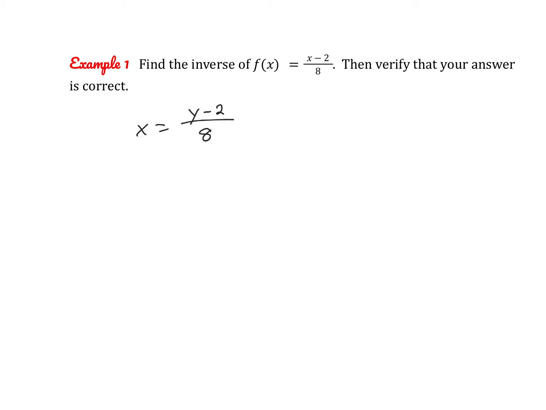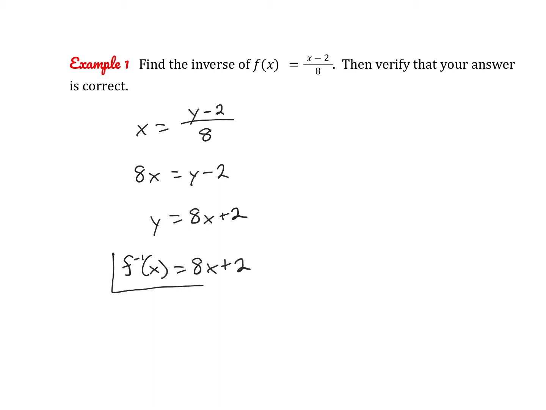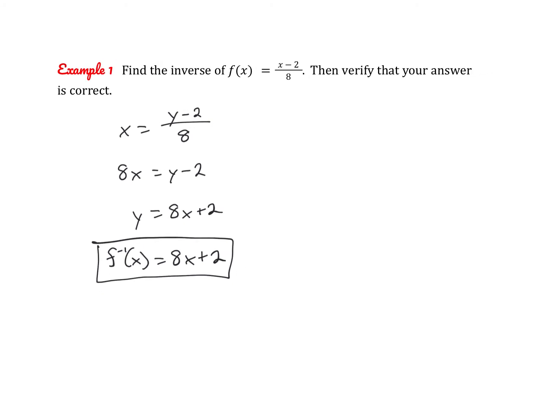And now we're going to solve for y. So the first thing I need to do is multiply by 8. So 8x equals y minus 2, and then add 2. So y equals 8x plus 2. Since this is our inverse, now we're just going to make sure to write it with the proper notation. And this should be it. Now let's check to make sure that this is correct. Let's do f of f inverse of x.